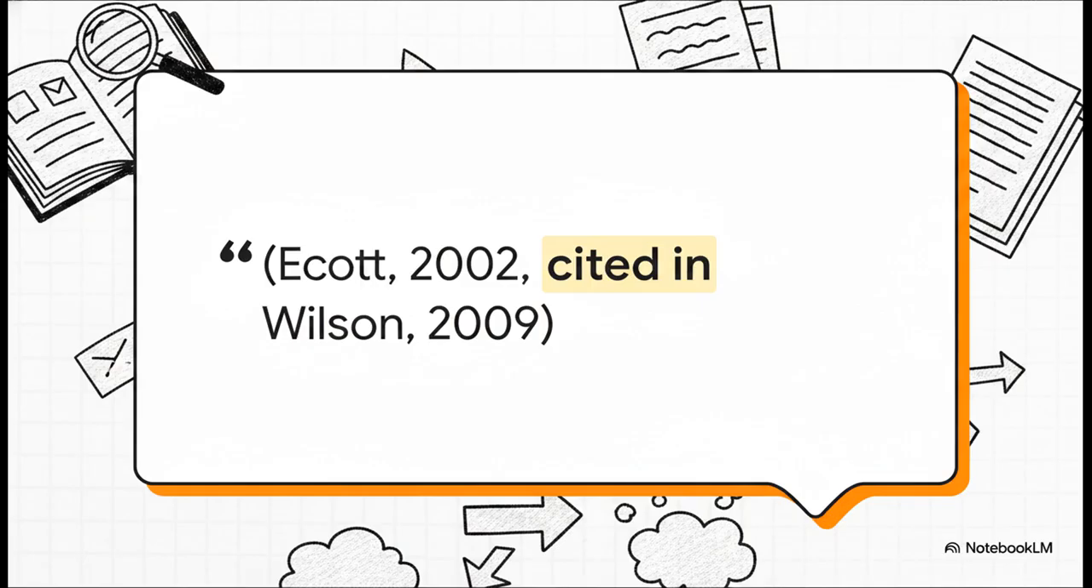If you're paraphrasing an idea, use the phrase cited in, so it would look like Eccles 2002, cited in Wilson 2009. On the flip side, if you're using a direct, word-for-word quote, you gotta use quoted in, and make sure you include the page number of the book you're actually holding.